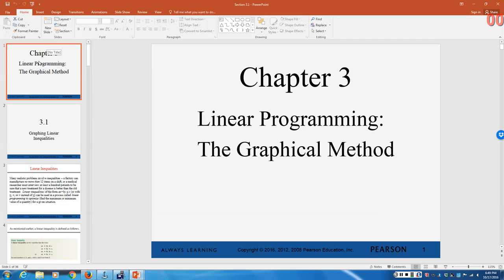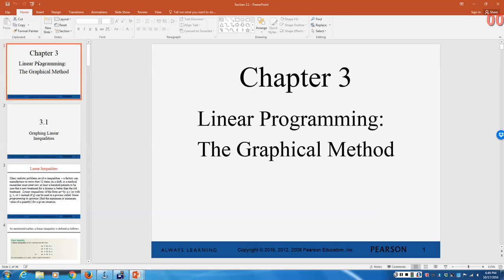So Chapter 3 is about linear programming. You are still going to use your calculator in this chapter, but you're going to use it to do the graphs. Whether you choose to do the shading with the calculator is entirely up to you. Most people find it easier to do the shading by hand than to have the calculator do it for you.